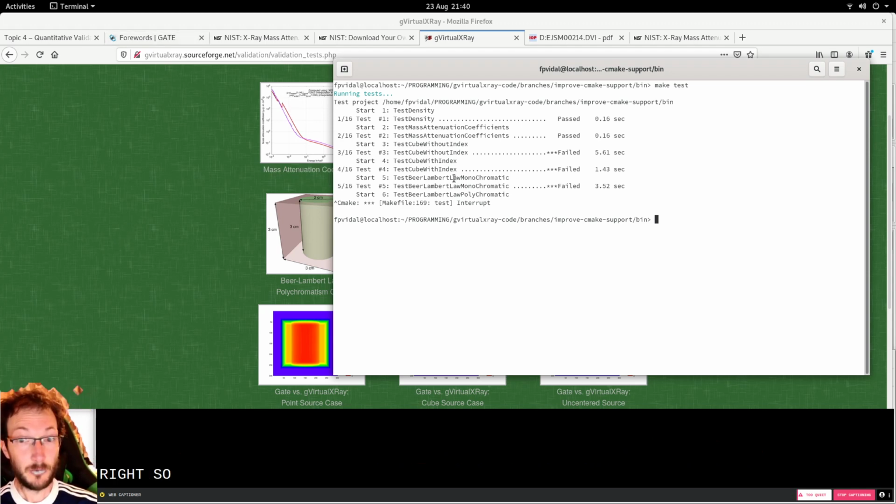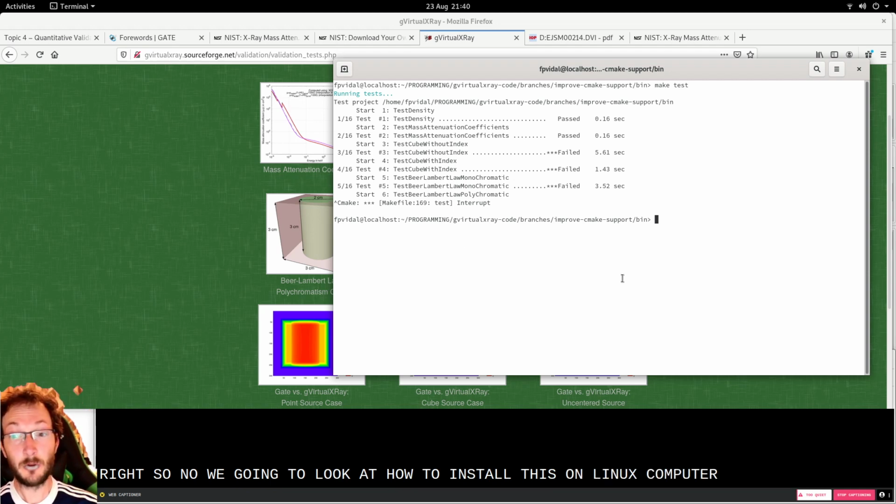Right, so now we're going to look at how to install this on a Linux computer and on a Windows computer.